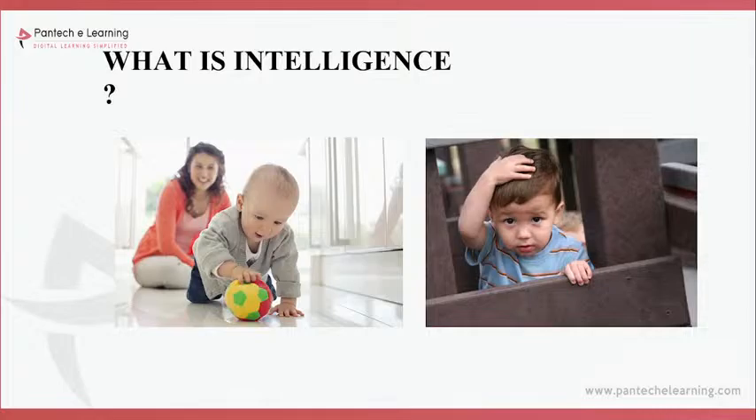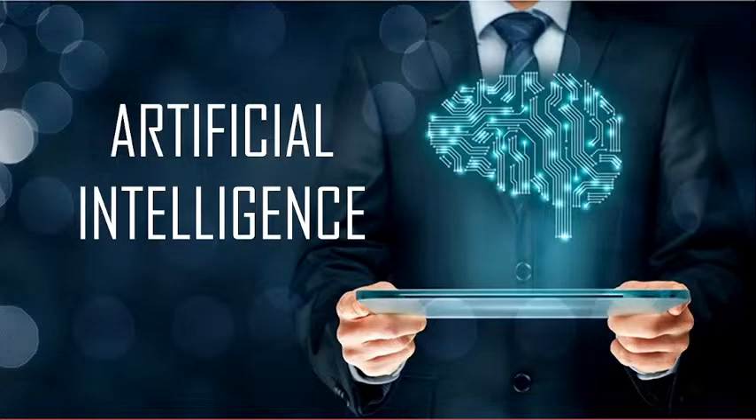So let's move on. What is artificial intelligence? Artificial intelligence is nothing but making a machine think like a human, reason like a human, reply like a human, and find solutions for a problem like a human. Okay, that is what artificial intelligence is.